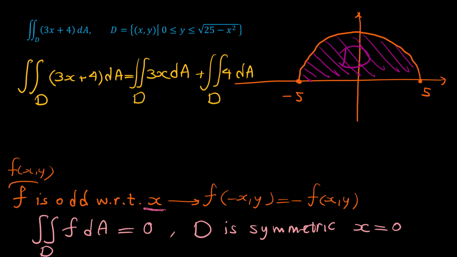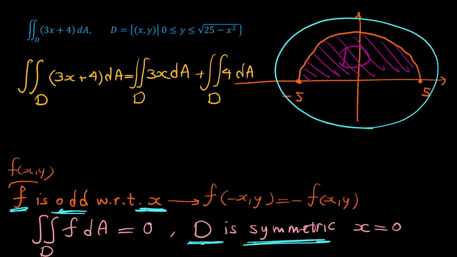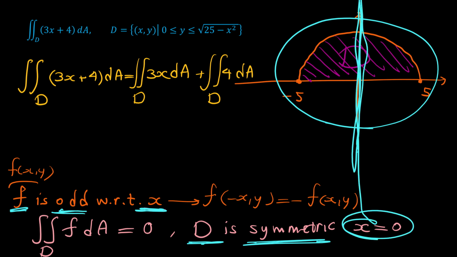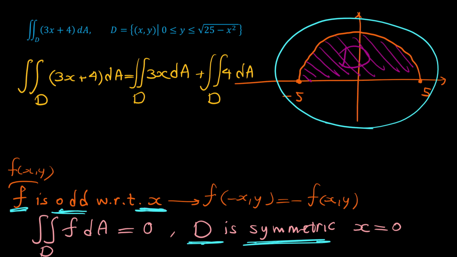So let me review the story again. If a function is odd with respect to x, and this is important, if the region over which we want to find the double integral of the function is symmetric, like this example that we have here, symmetric with respect to x equals 0, then the double integral is 0 and we don't need to calculate the double integral. The answer of that double integral is 0.